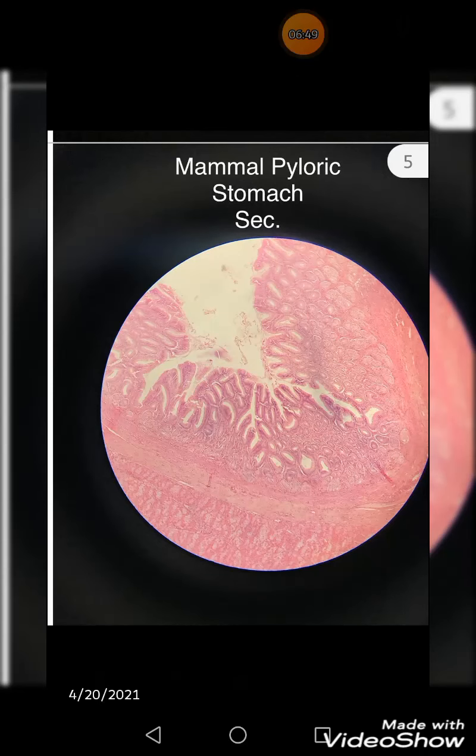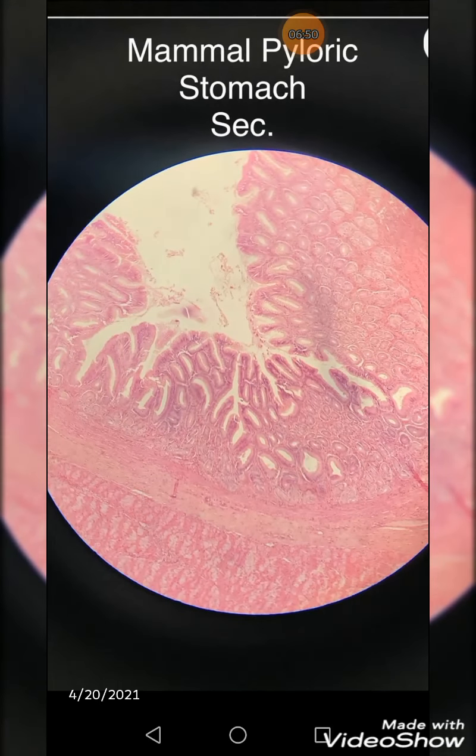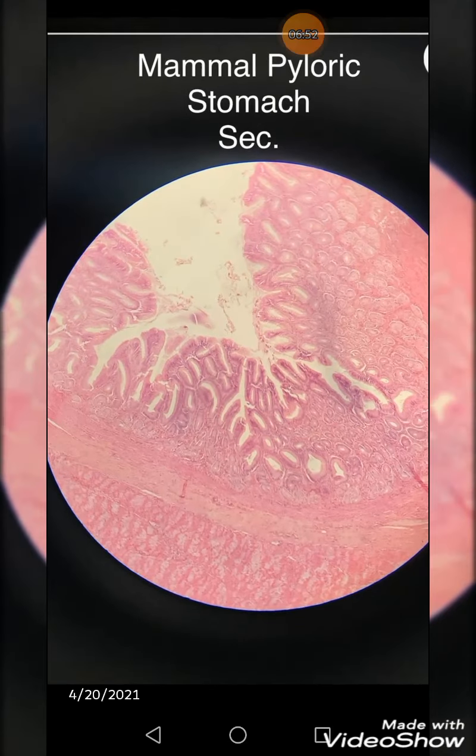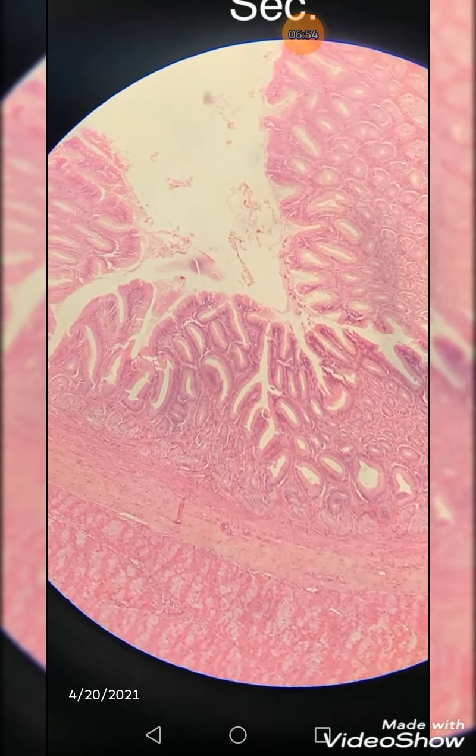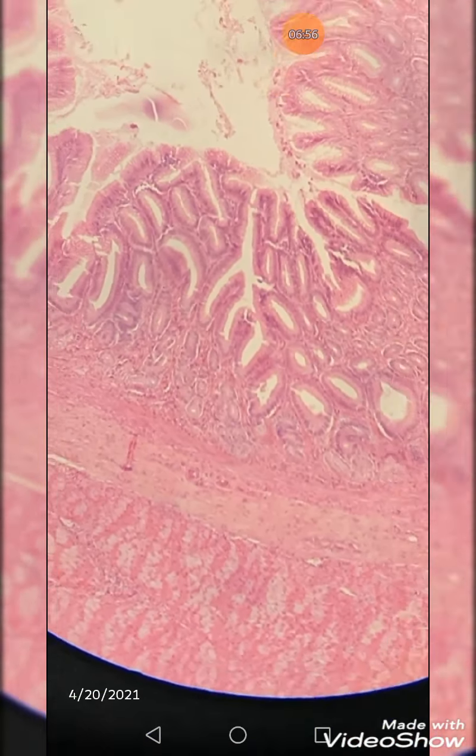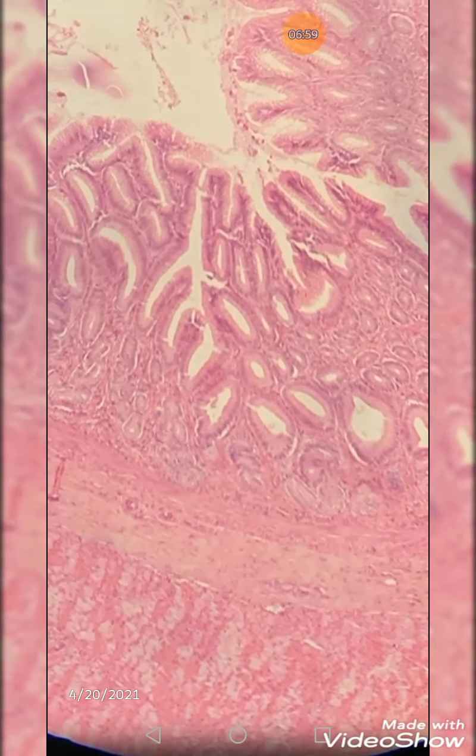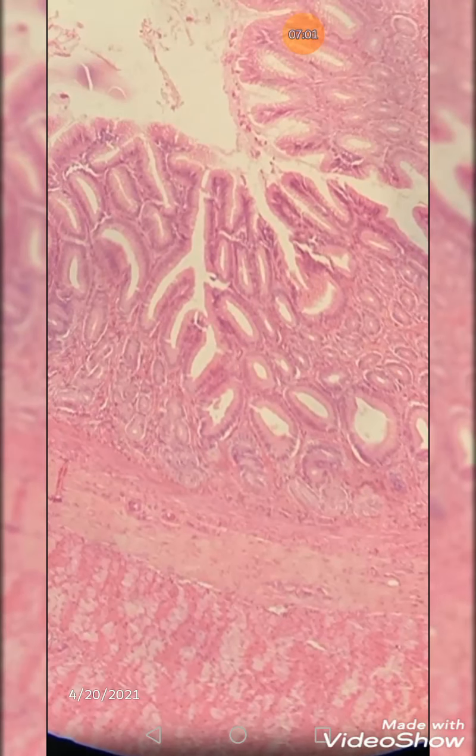And here you can see the pyloric stomach showing various glands. I can enlarge it for you. This is the simple branched tubular gland you can observe here.